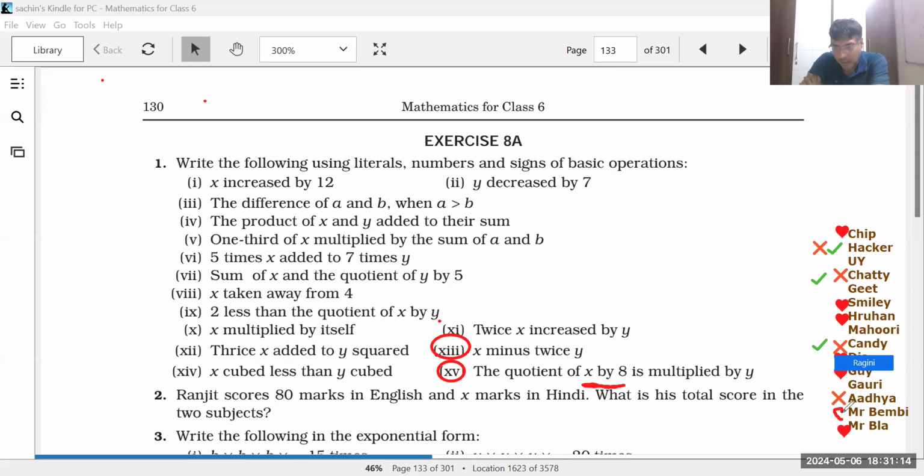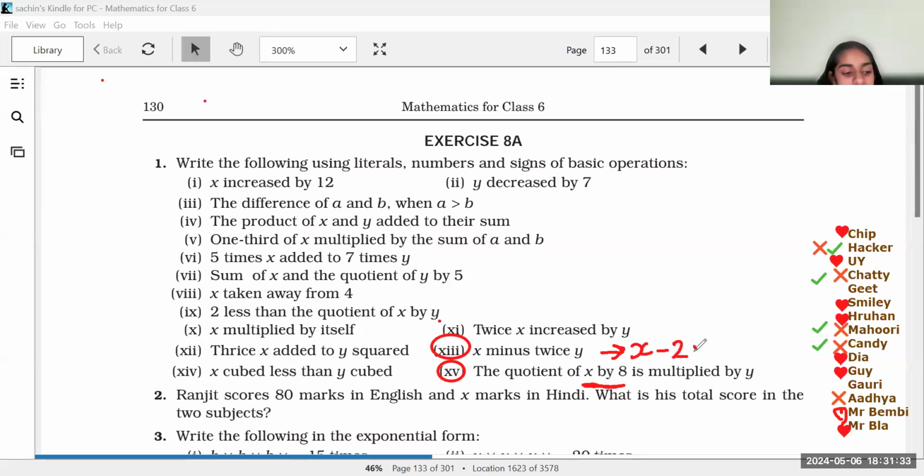So, Mr. Bambi, it's correct. All right, hacker, please unmute. Yes, sir. So, beta, what is the first answer? Sir, it will be x minus 2y. So, beta, then why did you send it wrong? Sir, I wrote the opposite.